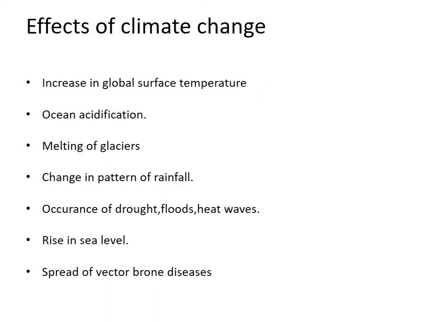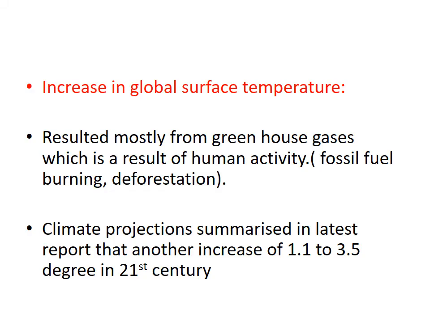Effects of climate change: increase in global surface temperature, ocean acidification, melting of glaciers, change in pattern of rainfall, occurrence of droughts, floods, heat waves, rise in sea level, spread of vector-borne diseases, example malaria, dengue fever. The increase in global surface temperature resulted mostly from greenhouse gases, which is the result of human activity, fossil fuel burning, and deforestation.